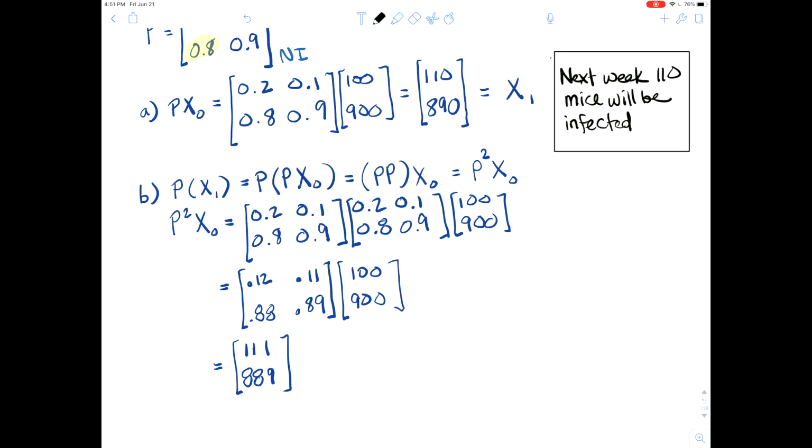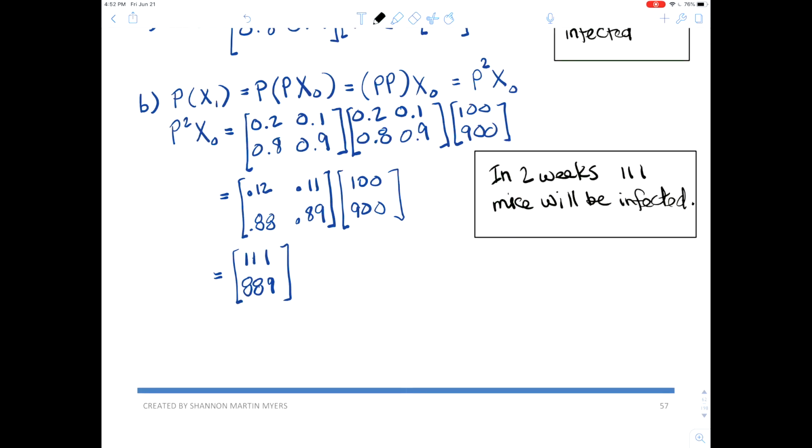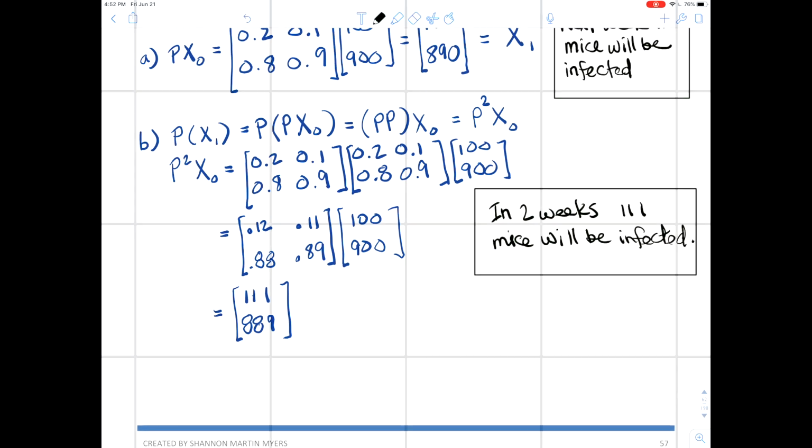And then for the second one, what did we find? In 2 weeks, 111 mice will be infected. All right, what do you think is going to happen? I mean, let's check this out on the calculator.